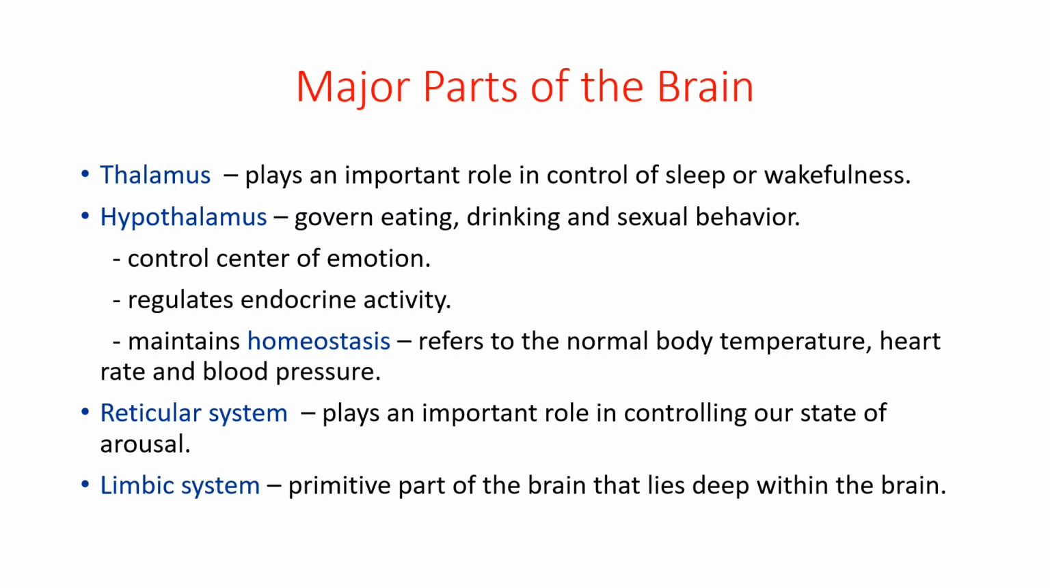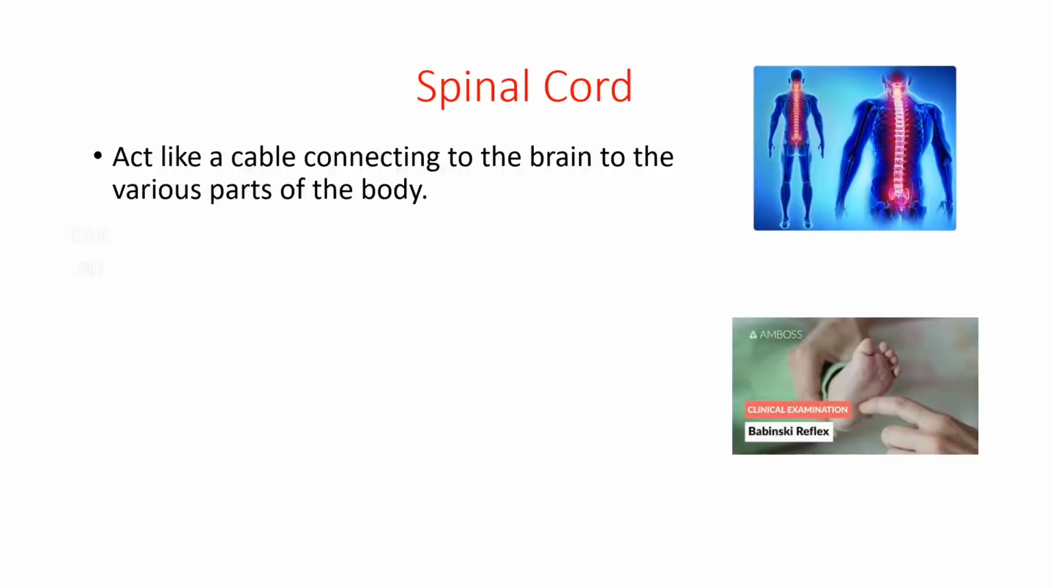Hypothalamus. Another part is the reticular system, which also plays an important role in controlling our state of arousal, and limbic system, the primitive part of the brain that is located within the brain. Now, how about spinal cord?